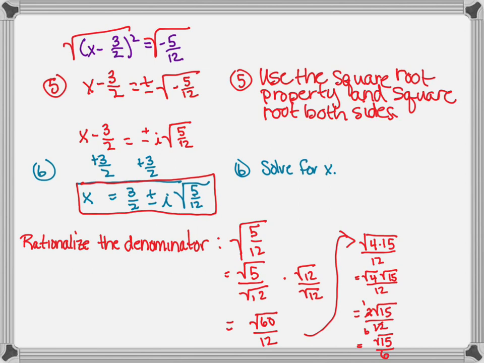So I can go back to the answer I wrote in step 6 and rewrite it as x equals 3 halves plus or minus i times the square root of 15 over 6. And again, remember this is two solutions. It's 3 halves plus i radical 15 over 6 and 3 halves minus i times the square root of 15 over 6.